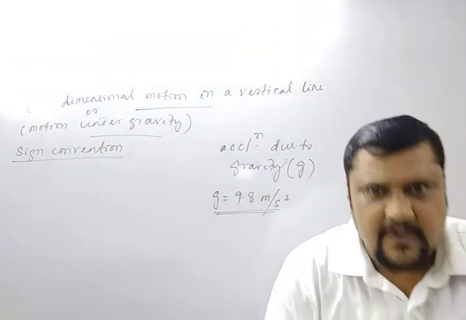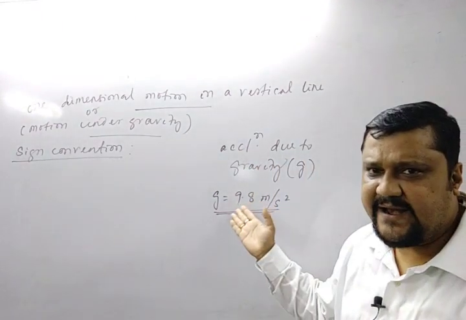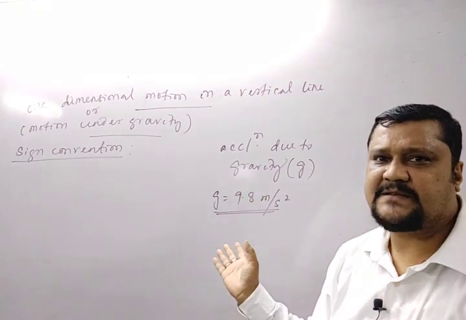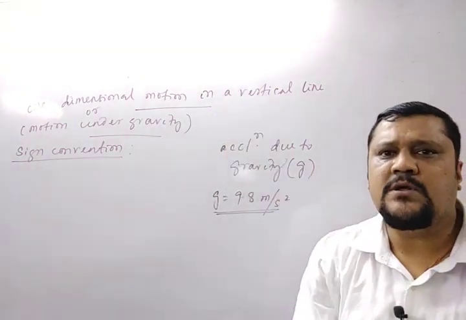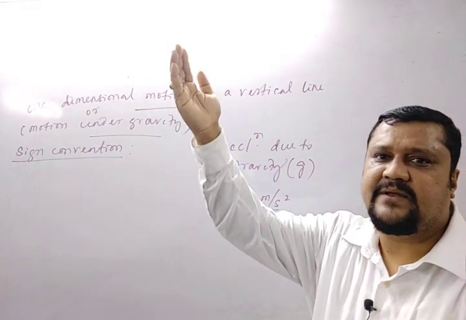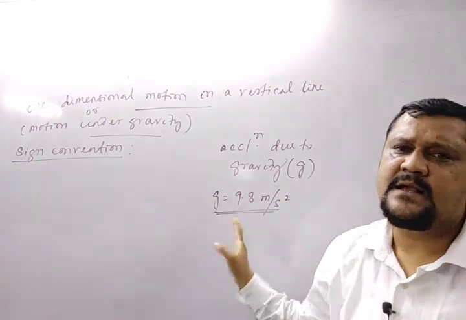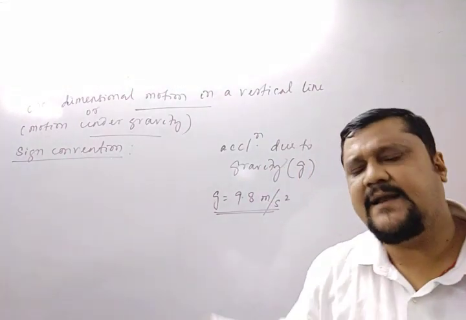But in further studies we will see that this g is not always constant, it is maximum at the surface of Earth. When you go up, the g value decreases, and when you go down, the g value decreases. Above the surface of Earth, g value decreases, below the surface of Earth, g value decreases. We will read that in a different section, in a different chapter.